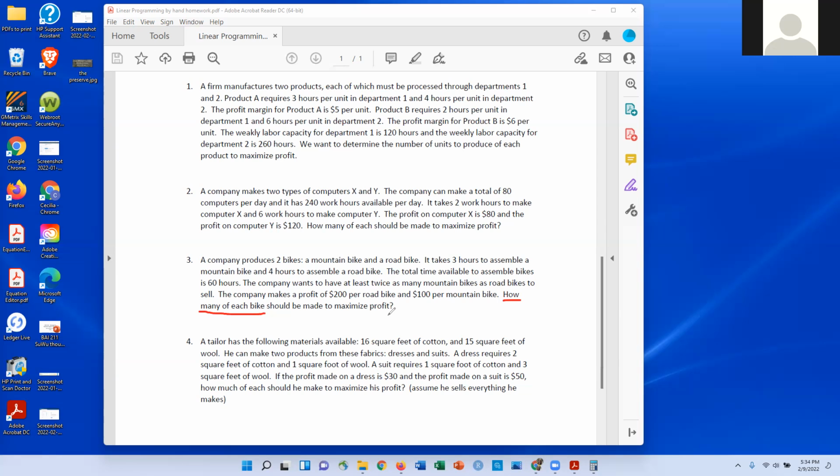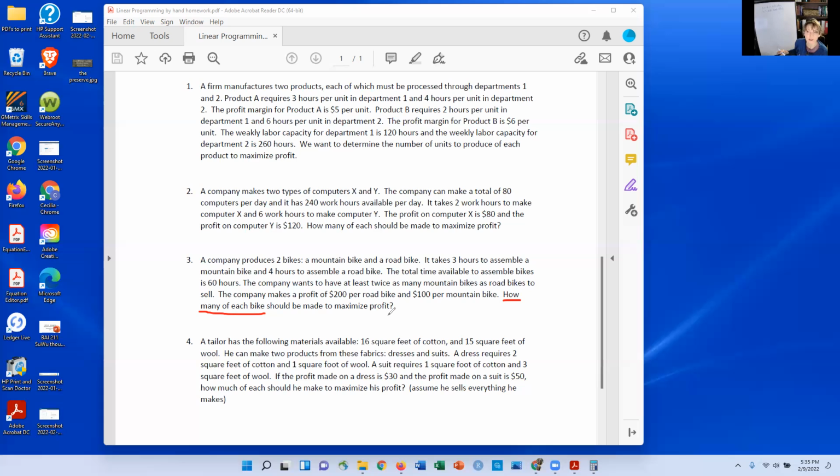X would be the number of mountain bikes and Y the number of road bikes. That's right, perfect. Let me write that down. X equals number of mountain bikes, and Y is going to be number of road bikes. I'll share my screen in a minute, but for right now, hopefully you wrote that down too, because we figured out what X and Y are. This is the key first step.